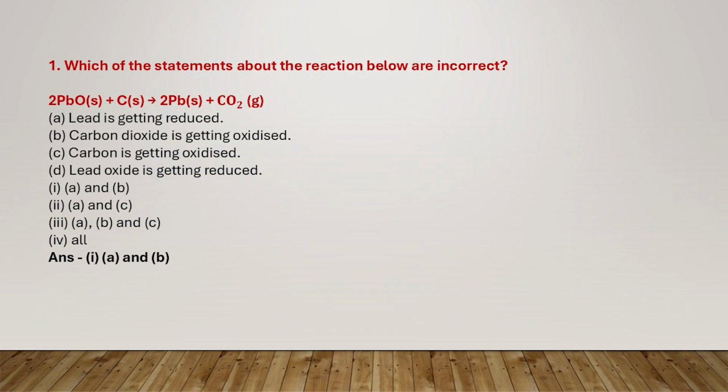1. Which of the statements about the reaction below are incorrect? 2PbO(s) + C(s) → 2Pb(s) + CO2(g). A. Lead is getting reduced. B. Carbon dioxide is getting oxidized. C. Carbon is getting oxidized. D. Lead oxide is getting reduced. 1. A and B. 2. A and C. 3. A, B, and C. 4. All. Answer: 1. A and B.